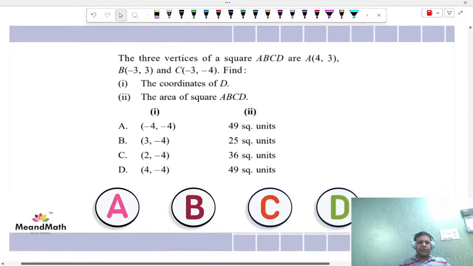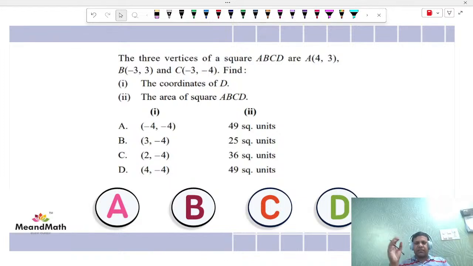Here is the next question. Three vertices of the square ABCD are given. Find the coordinate of D and the area of square ABCD. The same question we have discussed for the rectangle. Rectangle के लिए हमने same question discuss किया. आपको बताना है कि यहाँ पर कौन सा ऑप्शन हो. कोऑर्डिनेट्स कौन से होंगे? ठीक है। और उसका एरिया क्या होगा?